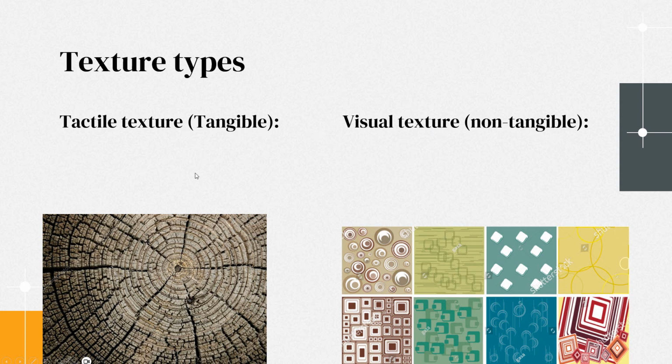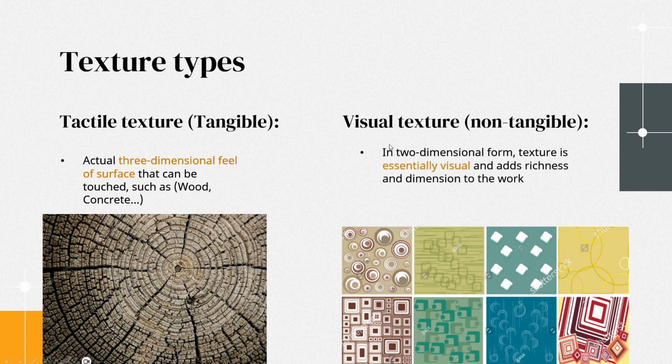Tangible meaning that you can touch it and feel it. Non-tangible meaning that you cannot touch and you cannot feel, you can only see. So tactile texture is tangible, or visual texture, which we call non-tangible. Tactile texture is an actual three-dimensional feel of a surface that can be touched, such as wood, concrete, feathers, and so on. This is the actual texture of a wood trunk. Any wood trunk from a tree, you can see it and feel it. You can actually feel the texture on it.